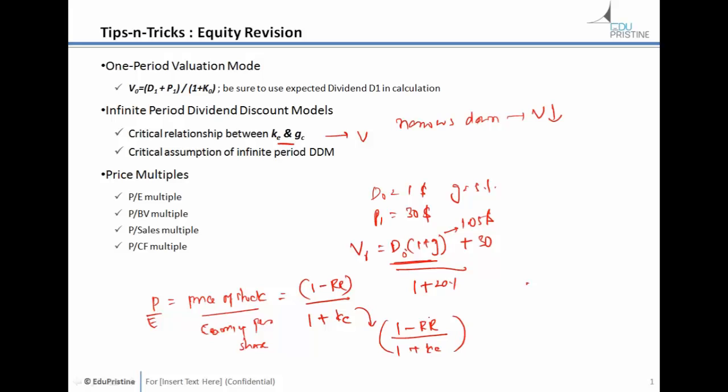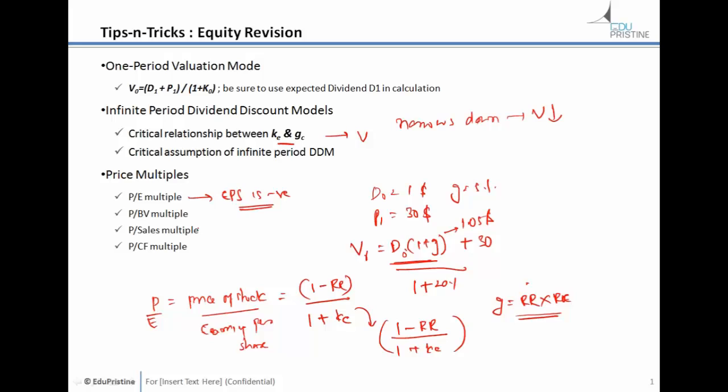Now if one wants to compute the growth rate, then the growth rate is nothing but the retention ratio into the return on equity. So there are questions which can test you for calculating the price to earnings ratio, or there could be a question which could test you to calculate the growth rate. Now the price to earnings multiple is a good way of comparing different stocks. However, this multiple will fail if the earnings per share is negative.